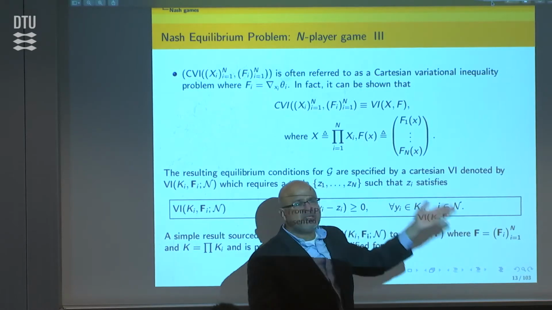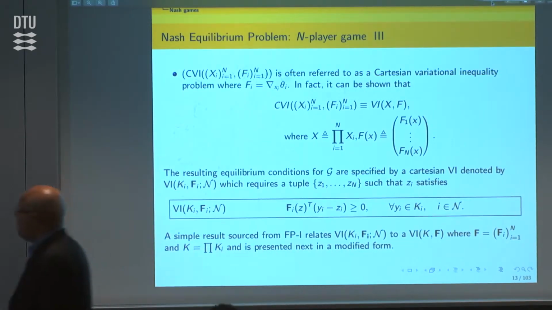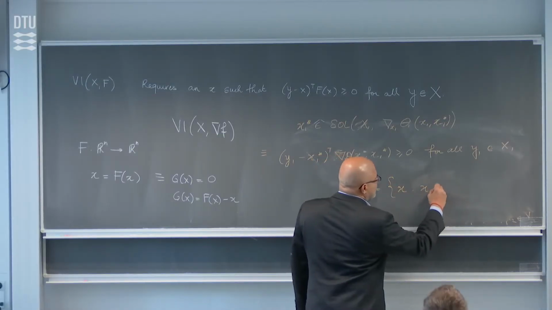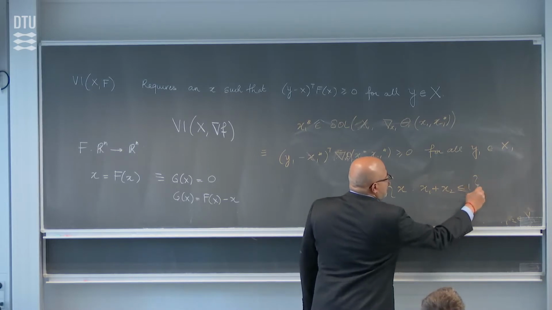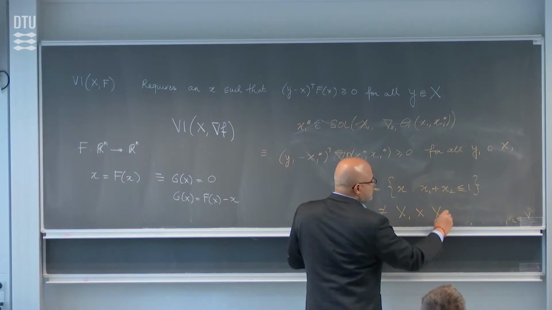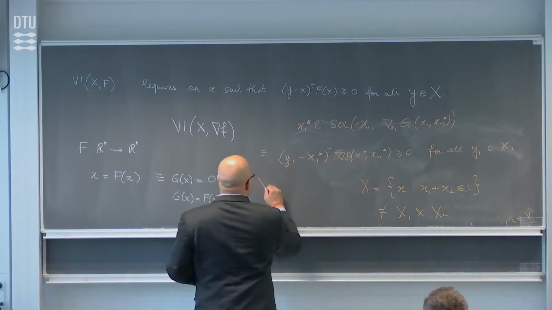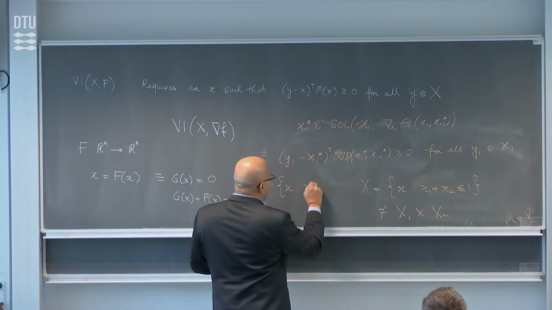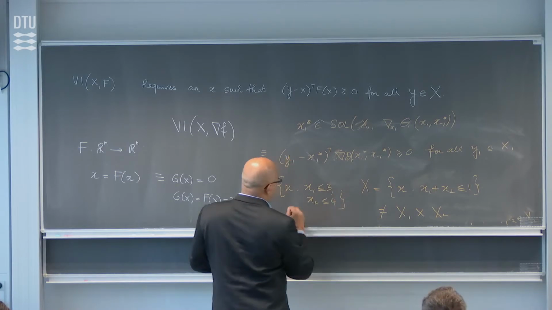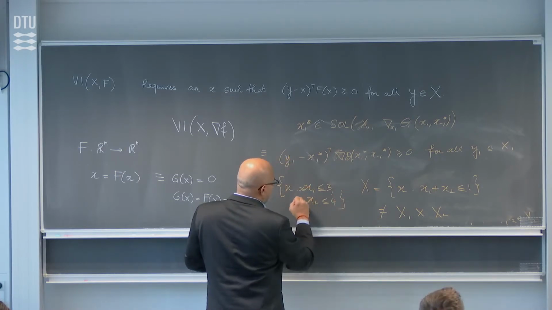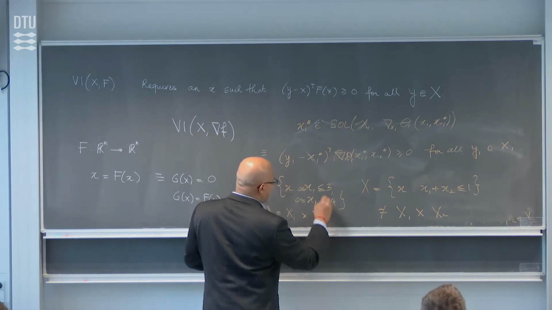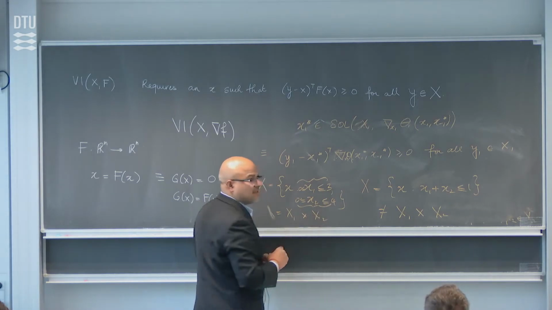Not all sets can be written as Cartesian products. For instance, if I gave you this set, if I gave you this constraint, suppose I said x was this set, it cannot be written as some set x1 times x2. On the other hand, this set, right, let's say 0, 0, can be written as x1 times x2, where x1 is this set and x2 is that set.